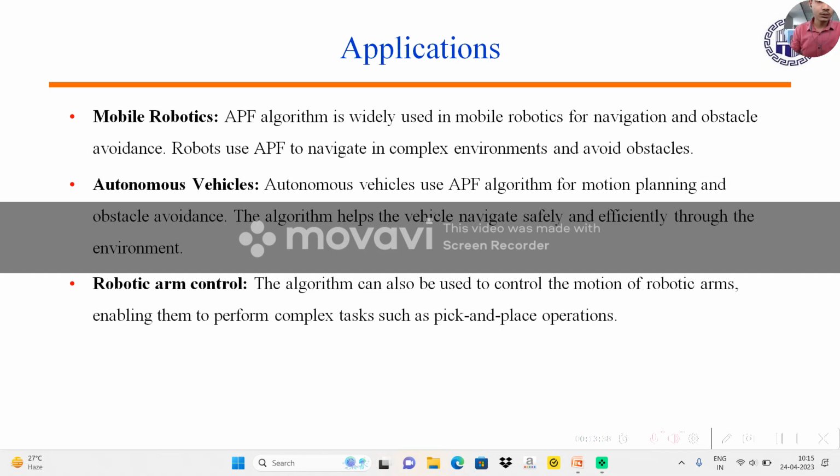until it reaches the goal. Robotic arm control. The algorithm can also be used to control the motion of robotic arms, enabling them to perform complex tasks such as pick and place operations and avoid obstacles as well if there are any on the way.